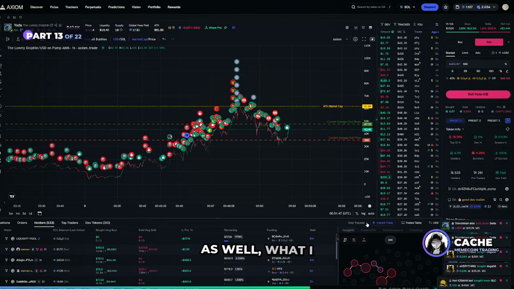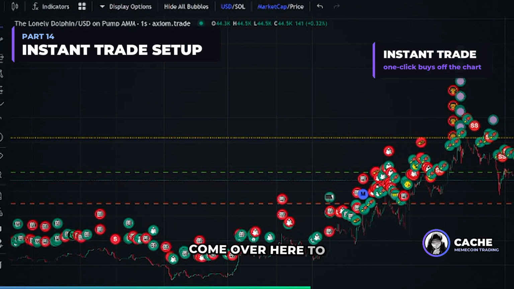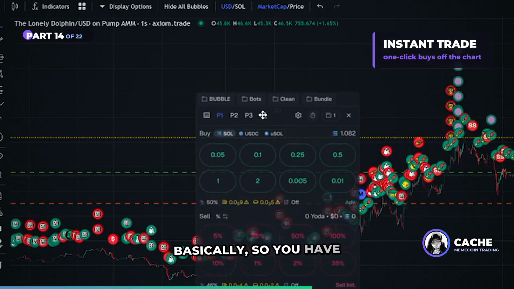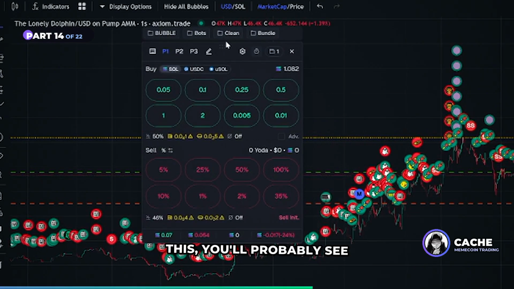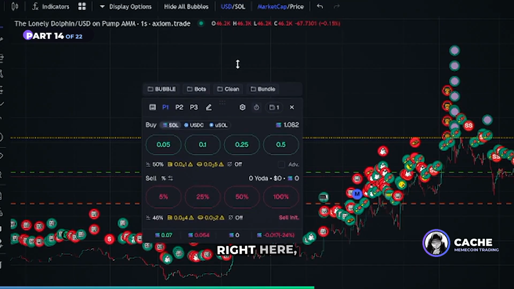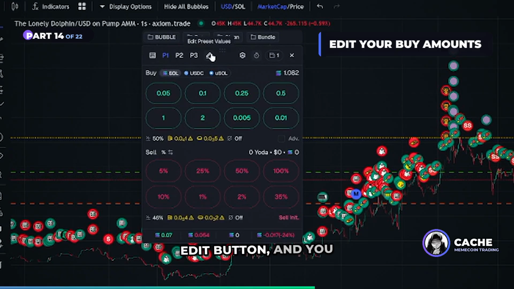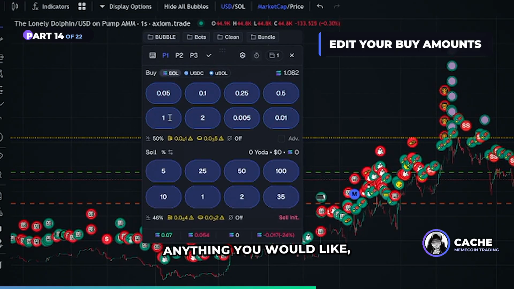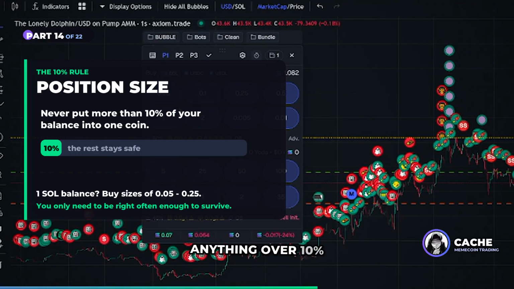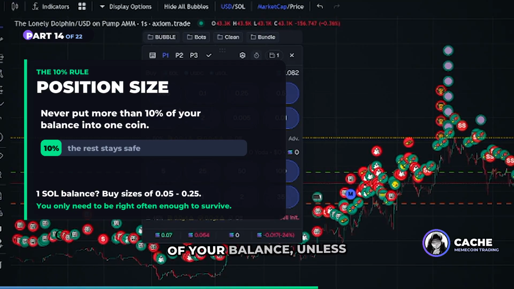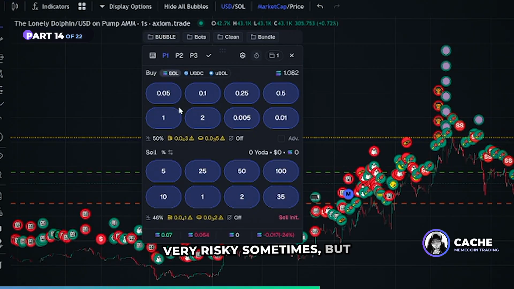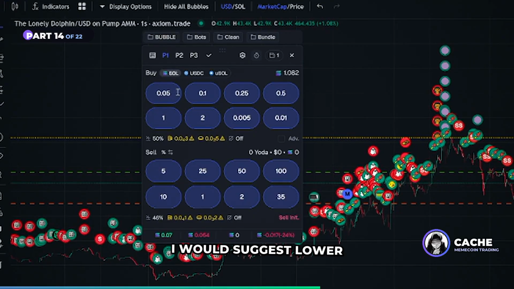As well, what I would suggest doing is come over here to instant trade. Now, instant trade is basically, you'll probably see it like this, right? But you can expand right here. You can click this edit button and you can turn it into anything you would like. I also do recommend that you never buy anything over 10% of your balance unless you're trying to be really risky. Like I am very risky sometimes, but I would suggest lower amounts.